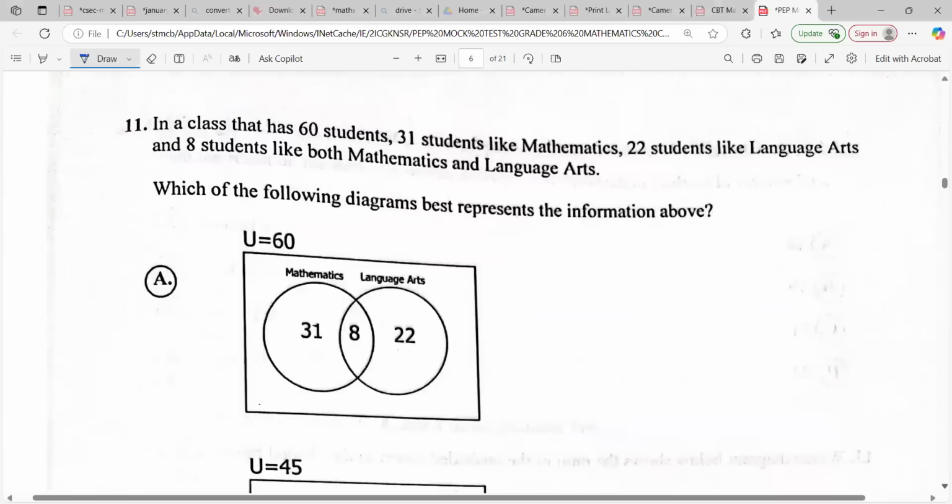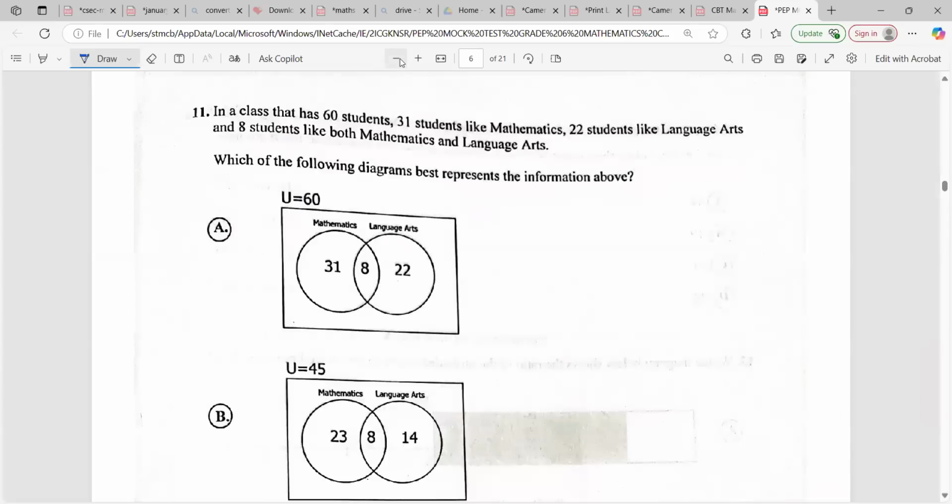All right, this one now. In a class that has 60 students, 31 students like mathematics, of course, it's going to be the most like maths. Come on now, guys. So what are they saying? 22 students like language arts and 8 students like both mathematics and language arts. Which of the following Venn diagrams best represents this? If you can draw it for yourself, guys, draw it. I want to show you all the options, but draw it for yourself so you don't get confused.